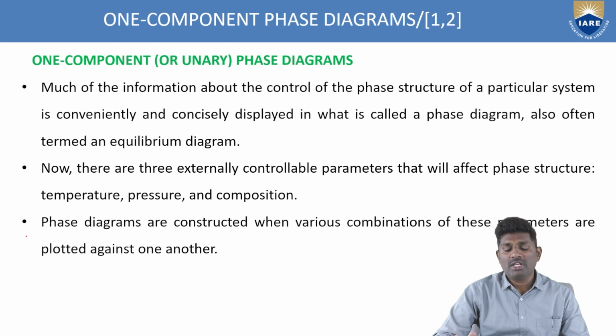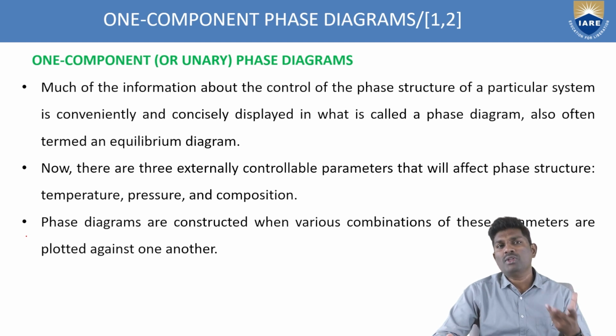Now there are three externally controlled parameters which affect the phase diagram. What are these three control parameters? Temperature, pressure and composition. If you see the phase diagrams in the earlier slides, we have drawn them based upon composition, pressure and temperature. Pressure, temperature and composition are the three parameters which control the phase structure of any given material. These are the three externally controlled parameters.